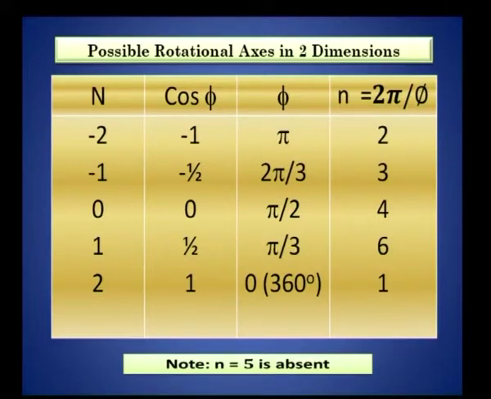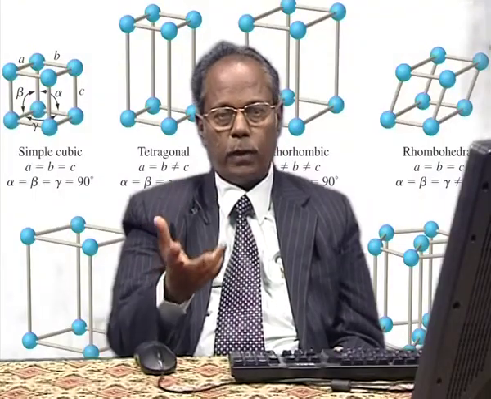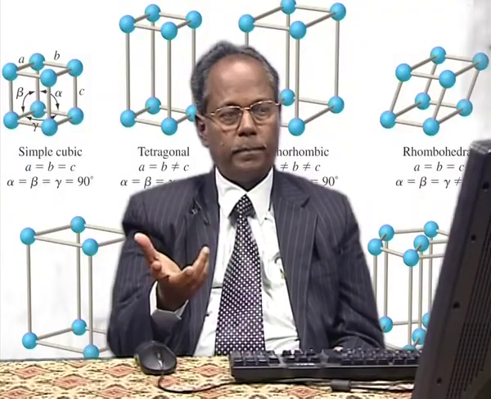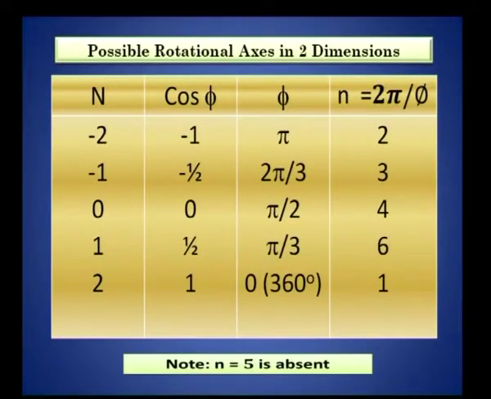Okay. If cos phi were minus 1, what is the value of phi? Cos 180 is minus 1, right. It will be pi. If cos phi takes a value minus 1 by 2, what should be the value of phi? It is 2 pi by 3. By now, you should be having a good knowledge of basic trigonometry. So, if cos phi is 0, phi should be pi by 2, okay, and half is pi by 3. If cos phi takes 1, then phi should be equal to 360.